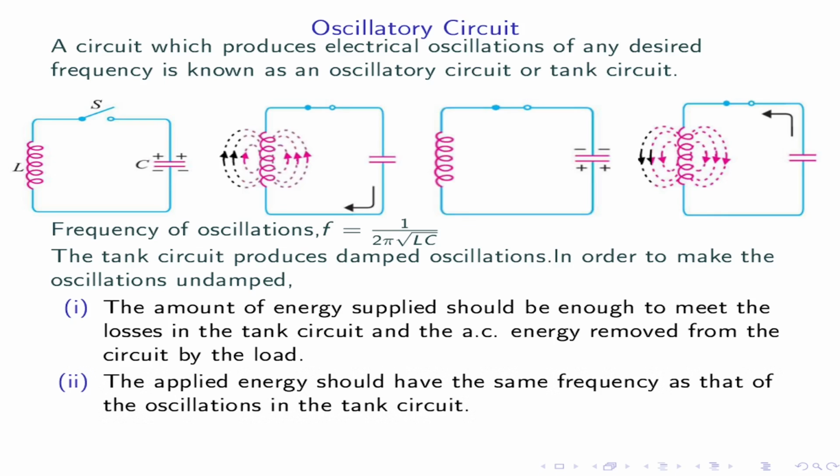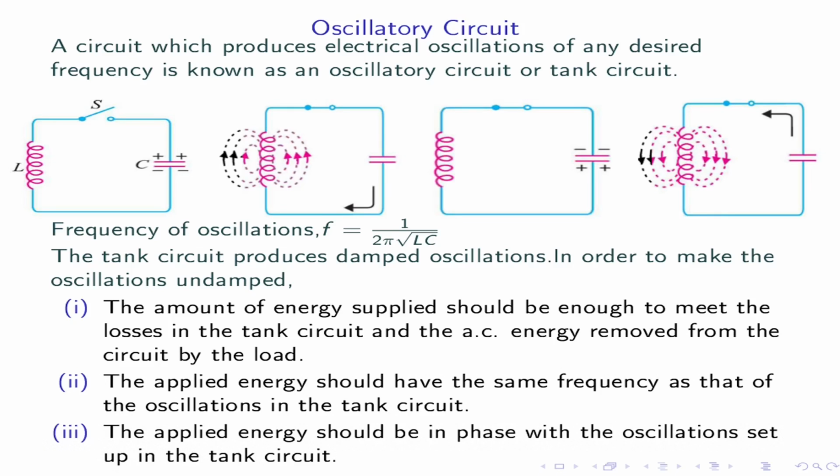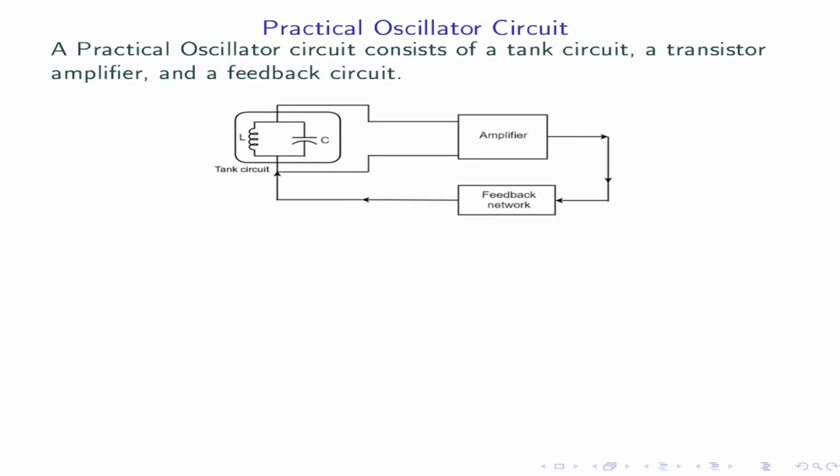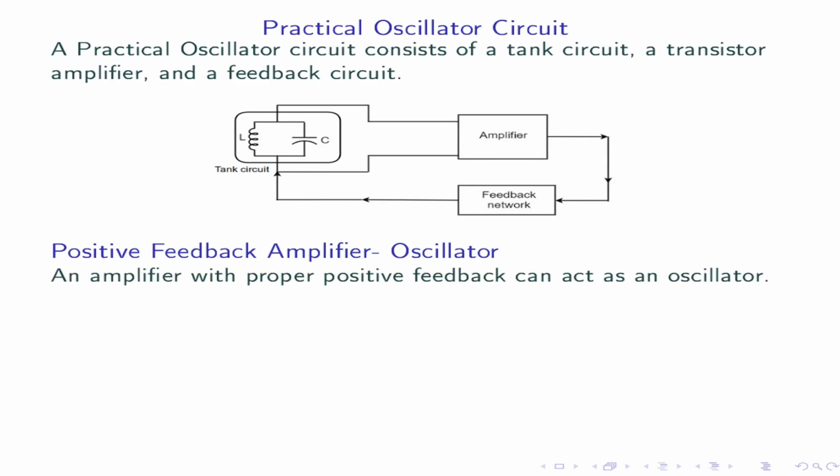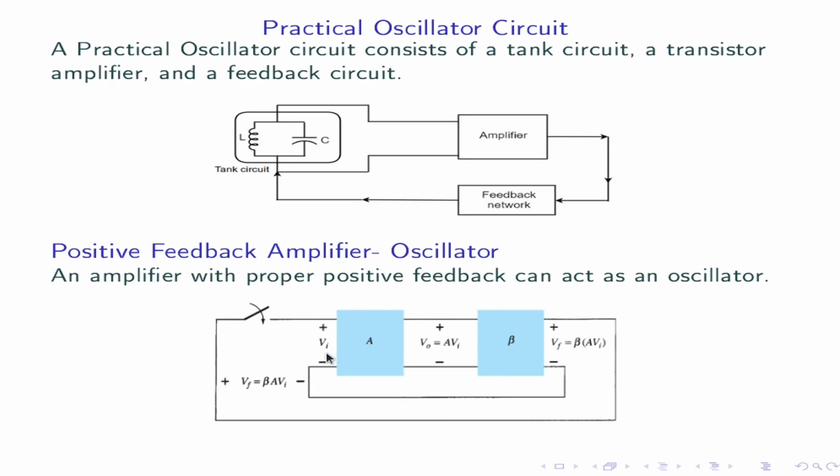The applied energy should have the same frequency as that of the oscillation in the tank circuit. The applied energy should be in phase with the oscillations set up in the tank circuit. A practical oscillator consists of tank circuit, amplifier and feedback network. Positive feedback amplifier. An amplifier with the proper positive feedback can act as an oscillator. The amplifier amplifies the input signal Vi into A times Vi. A portion of the output is fed back to the input by a feedback factor beta. Therefore, Vf is equal to beta times A times Vi. If Vi is equal to Vf, we can have a faithful oscillation.